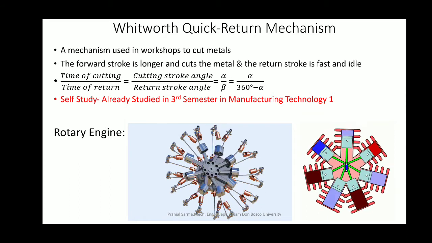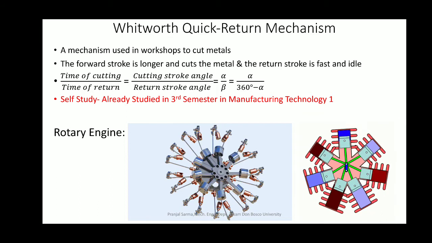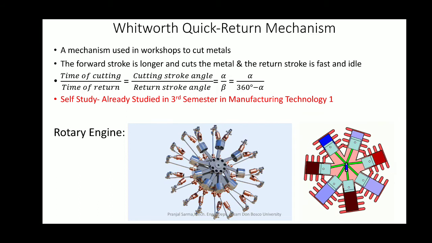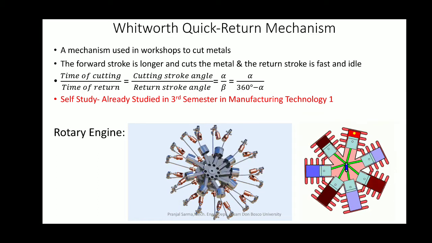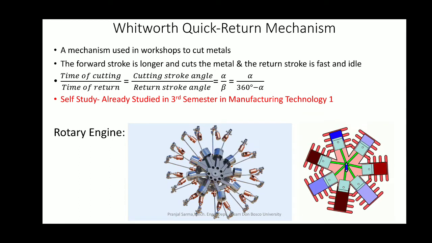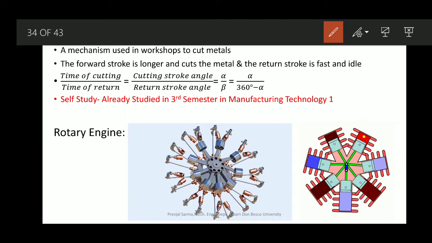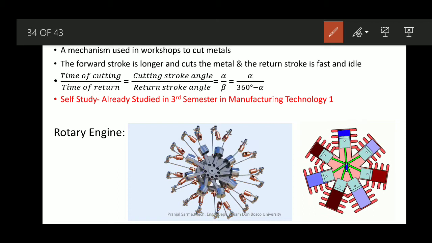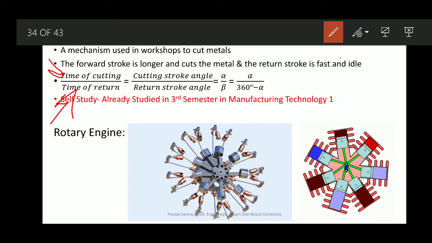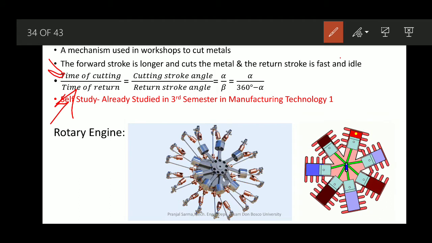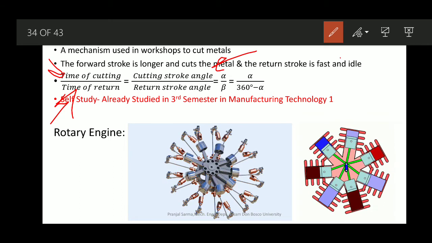So the quick return motion mechanism is used in workshops to cut metal, basically in the shaper machine. The forward stroke is longer, and during that time it cuts the metal, while the return stroke is fast and doesn't cut any metal, so it is an idle stroke. In terms of angles, the cutting time and the return time are directly dependent on the angle swept during that time. So time of cutting by time of return is equal to the cutting stroke angle alpha divided by the return stroke angle beta.